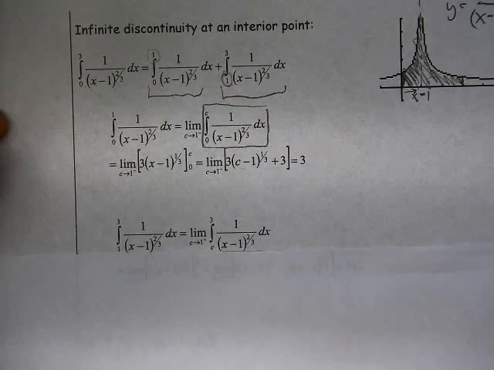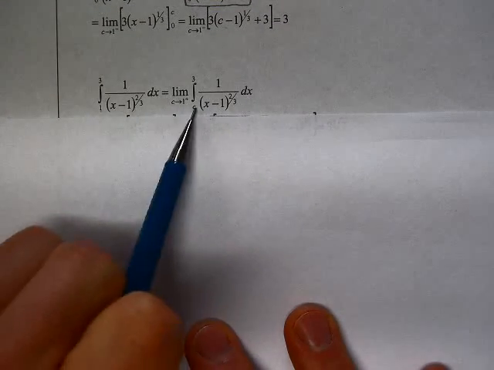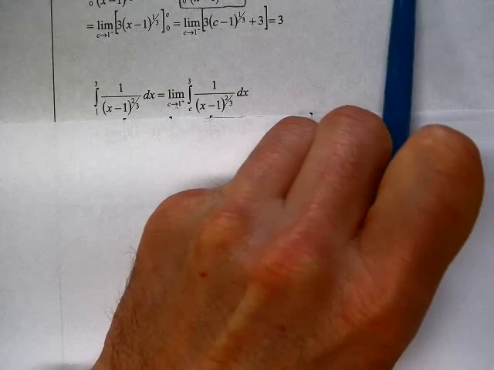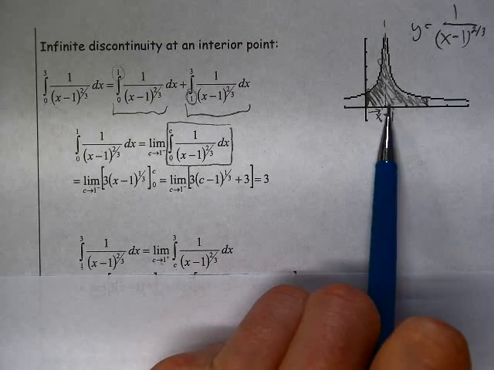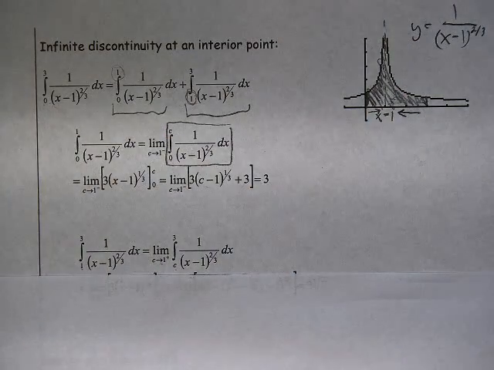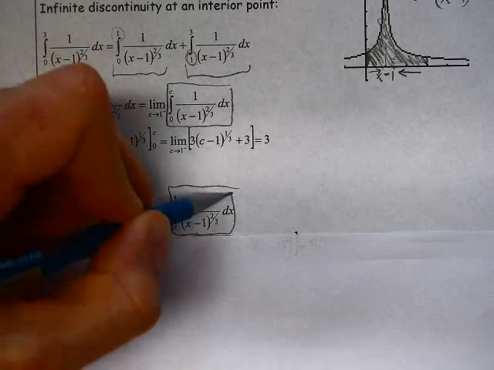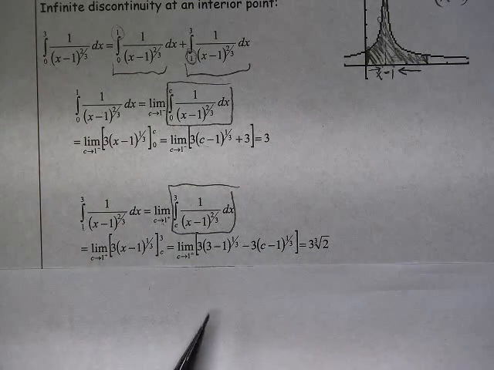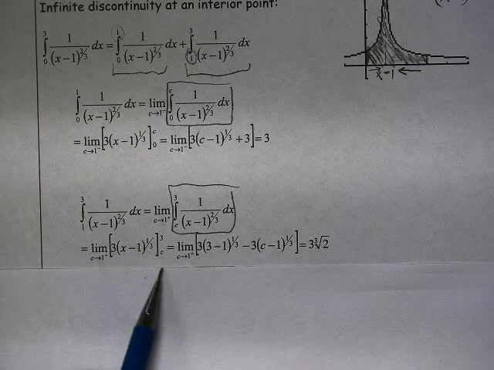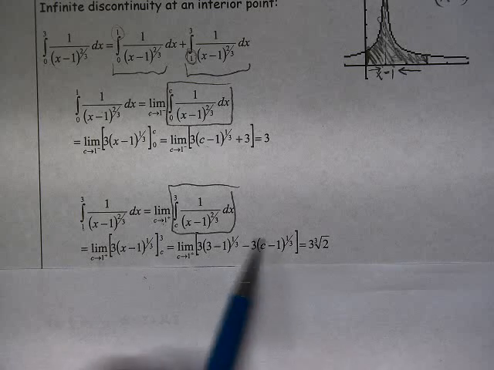Now I'm going to do the exact same thing from 1 to 3, except this time I'm going to replace the lower limit, which is 1, with c, and now I want to approach 1 from the positive side, because I'm in this interval here. So I want to approach 1 from the positive side this time. Alright, so again, I evaluate this definite integral. I get 3 times x minus 1 to the 1/3. I substitute the 3 and I substitute the c, and I do the subtraction. And so I have this now.